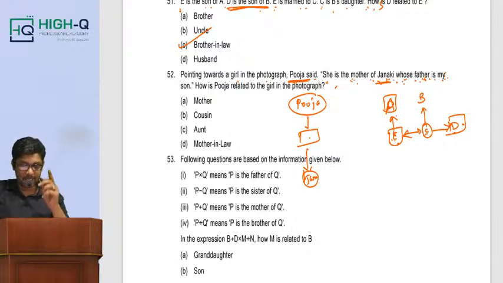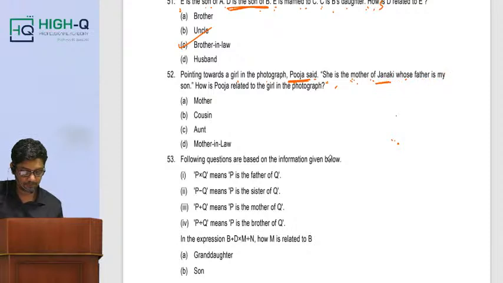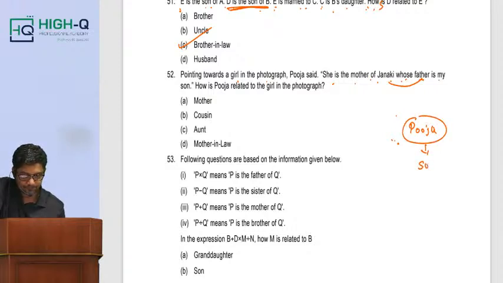Look at this, my dear. Again, I am reading it. See, this is a little confusing question, so let me write it here. She is the mother of Janaki, whose father, that is Janaki's father, is my son. Pooja has got a son. Correct? Next, that son has got a father.